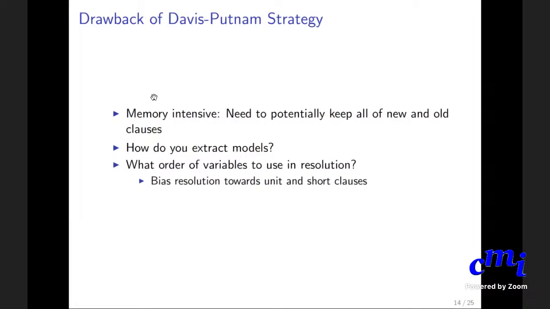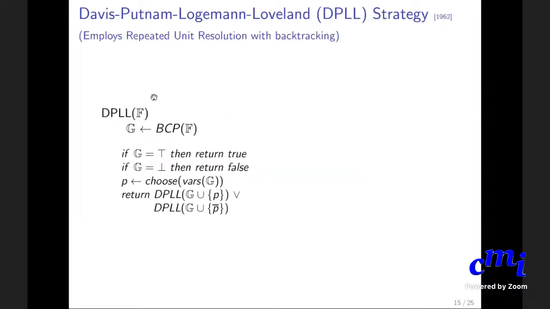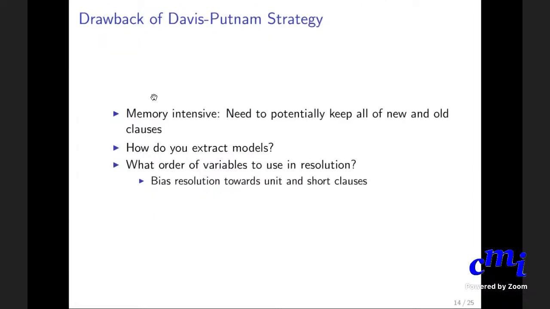Of course, one of the things that they used in the early ones was to bias your resolution towards unit and short clauses. Because if in your original formula some of the clauses are unit clauses, that forces a decision on that particular variable, right? So it makes sense for you to pick that variable to pivot on. There is a forced decision on those variables.